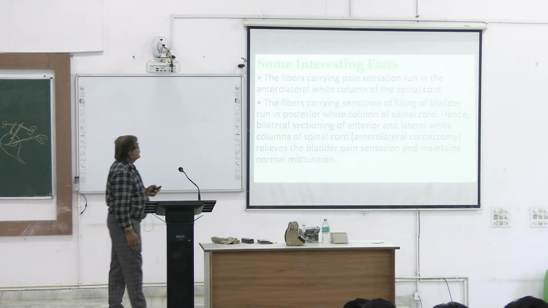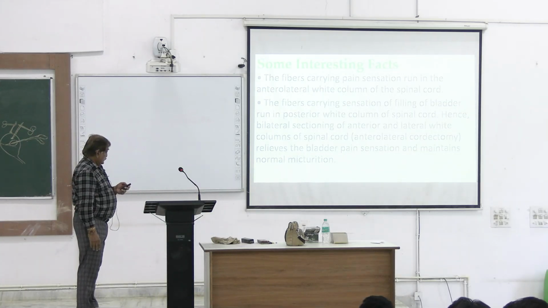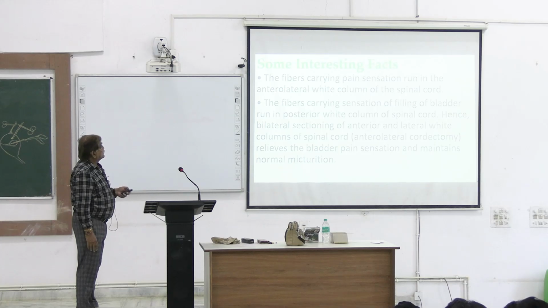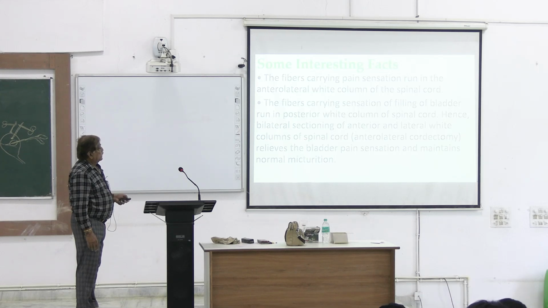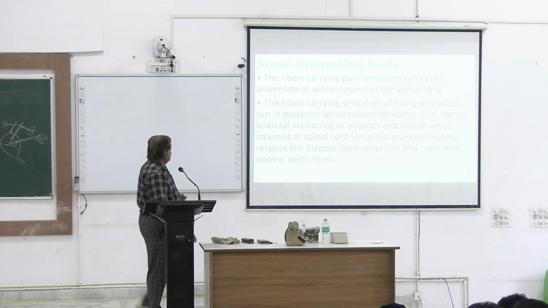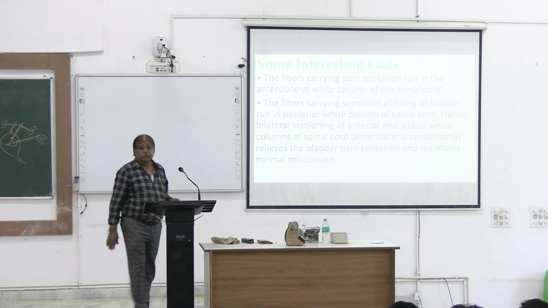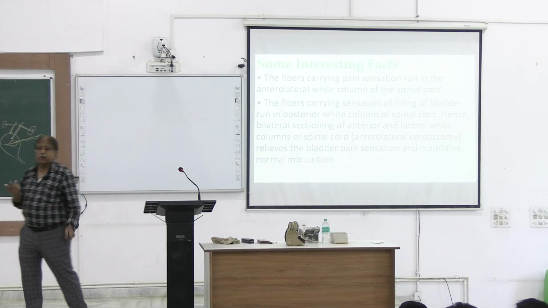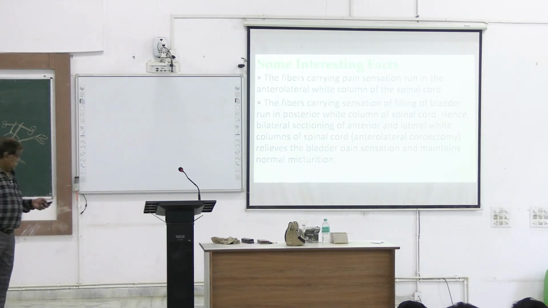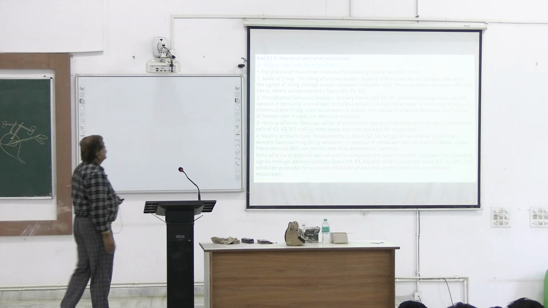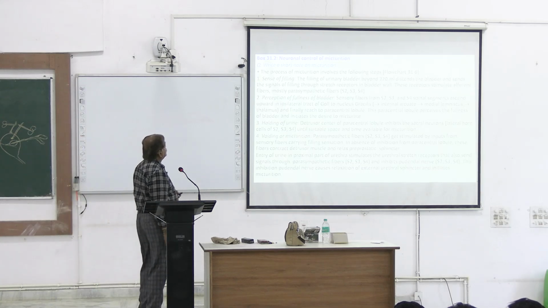Now, the fibers carrying pain sensation run in the anterolateral white column of the spinal cord, and the fibers carrying sensation of filling of the bladder run in the posterior white column of the spinal cord. Here, bilateral sectioning of the anterolateral white column of the spinal cord, anterolateral cordotomy, relieves the bladder pain sensation and maintains normal micturition. If there's a complaint like this, then this is an operation done by the neurosurgeon. Neural control: write a short note on micturition.